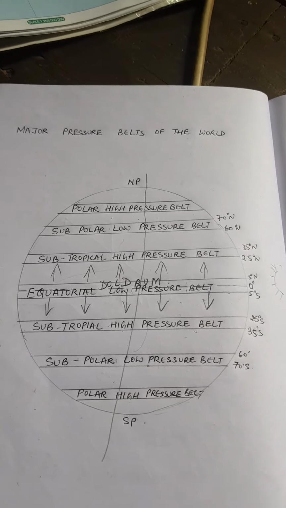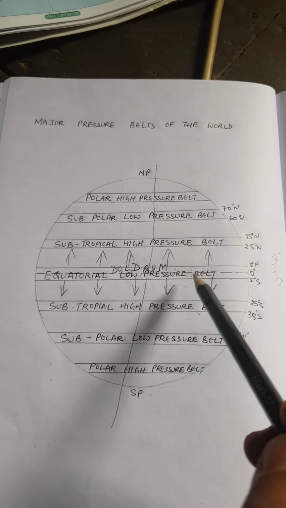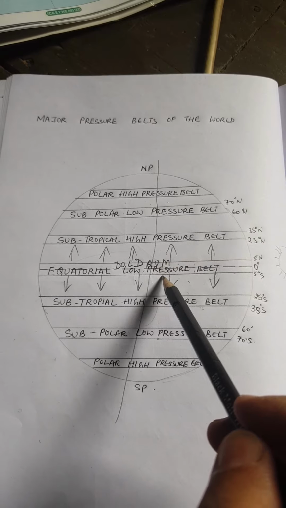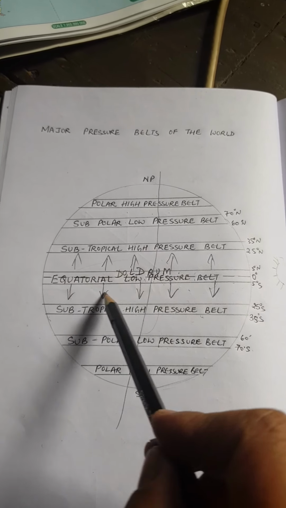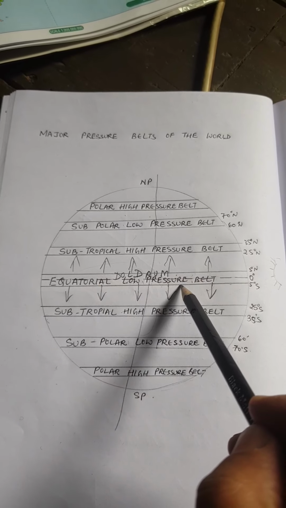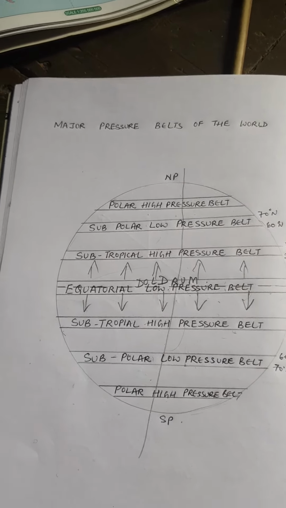There is only vertical movement. In the absence of wind, the region remains calm, and the sailors found it very difficult to sail the ship. So they call this equatorial low pressure belt a doldrum. That is why it is called a doldrum.